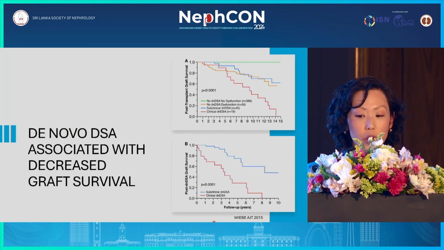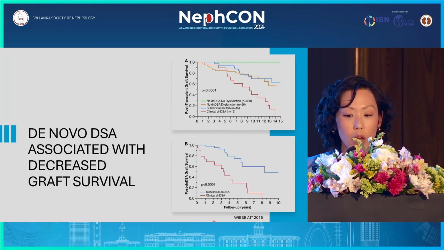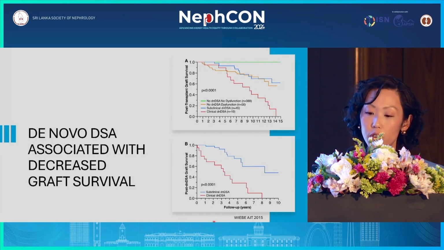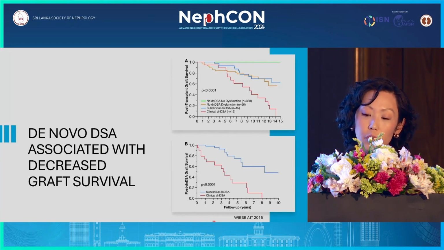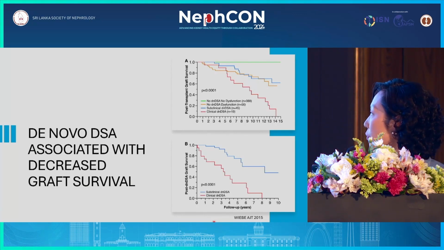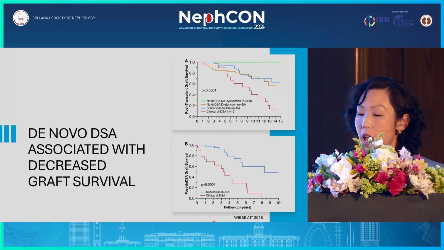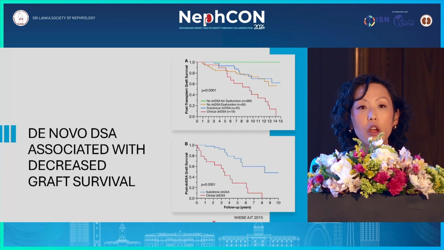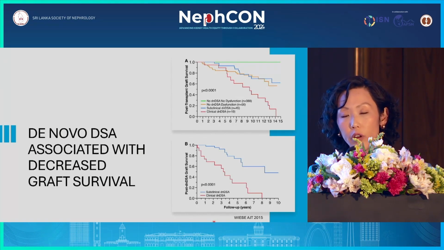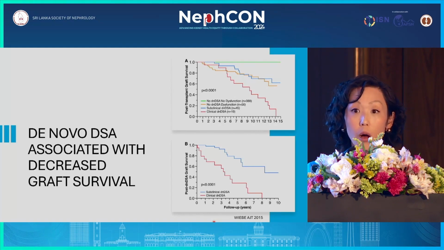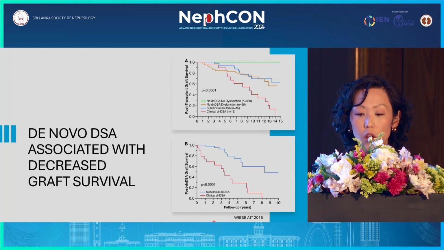After detection of de novo DSA, 70% of grafts failed within 5 years in recipients with ABMR at the time of de novo DSA detection, shown in this bottom panel in red. And in blue, those with de novo DSA without clinical dysfunction at the time of its detection also had a 40% graft loss at 5 years.